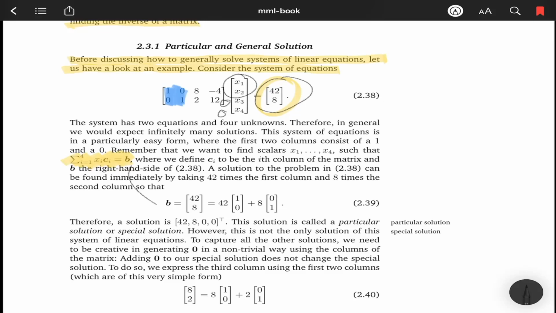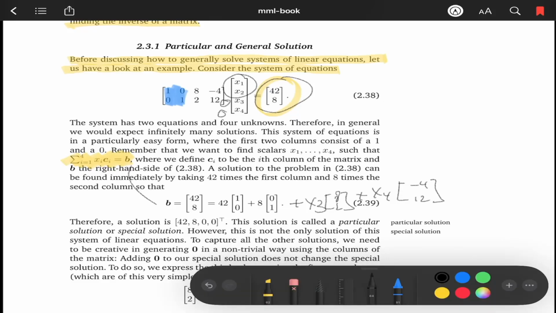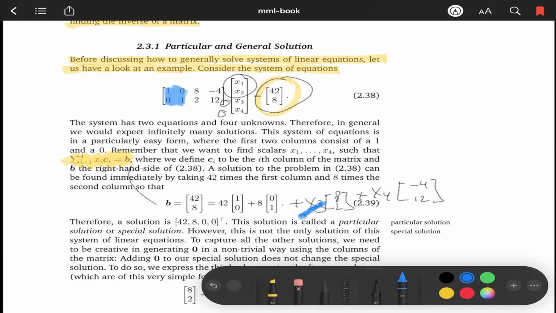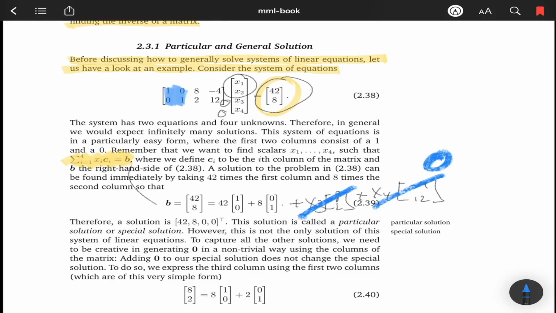So actually what you would expect is to have here plus x3, and then you would have 8, 2, then plus x4, and then minus 4, 12. But because they are just saying, well, we can just ignore those, they are 0, because we put a 0 in the x's, we can just focus on the first part.